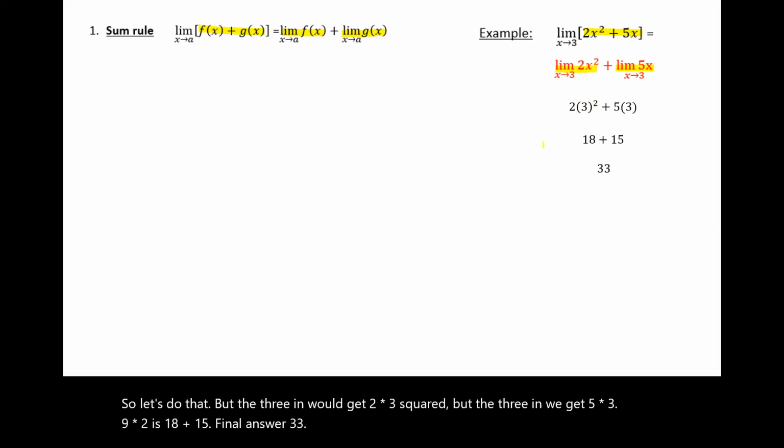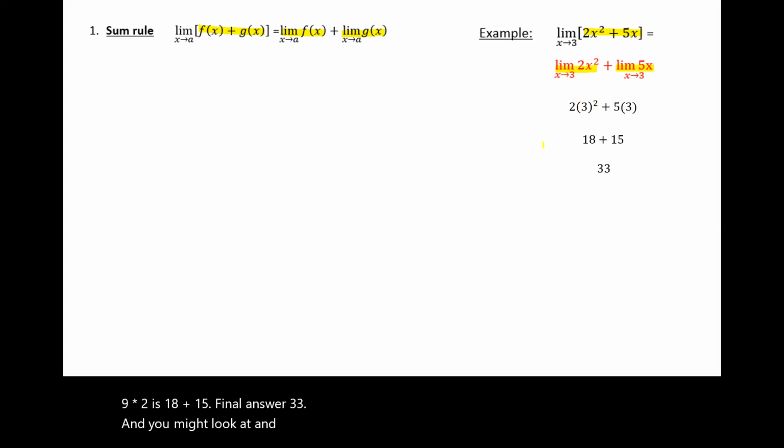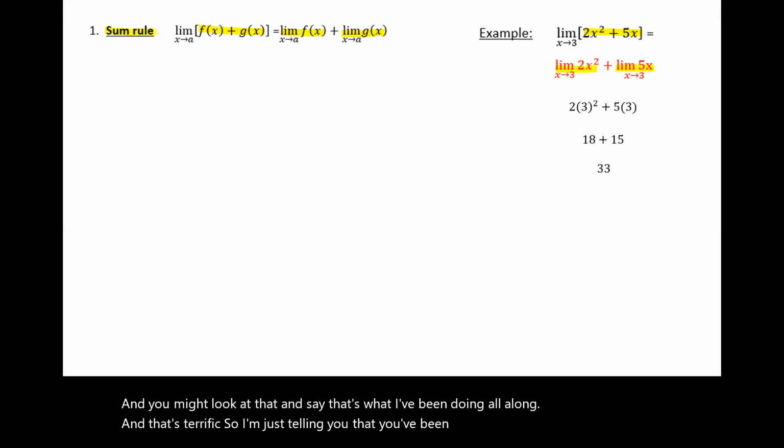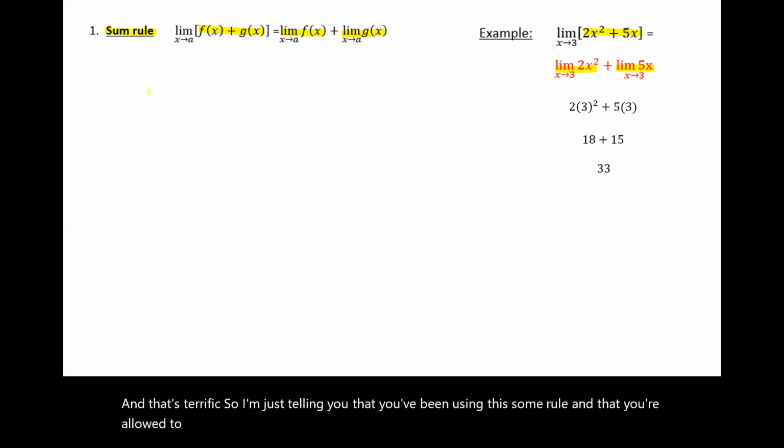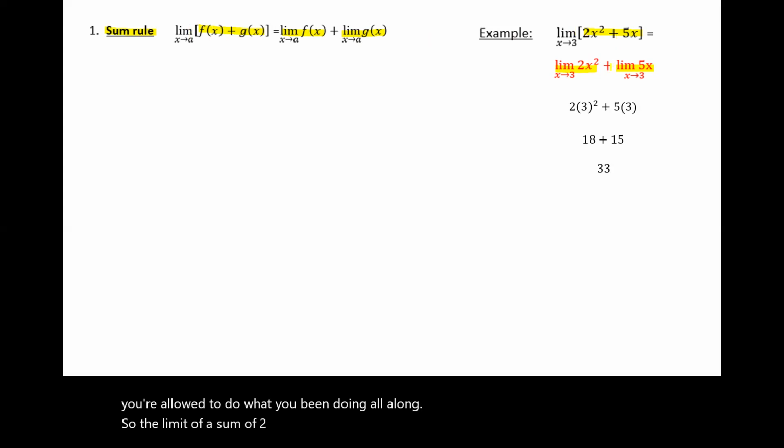And you might look at that and say, that's what I've been doing all along. And that's terrific. So I'm just telling you that you've been using this sum rule and that you're allowed to do what you've been doing all along. So the limit of a sum of 2 expressions is the sum of the limits.